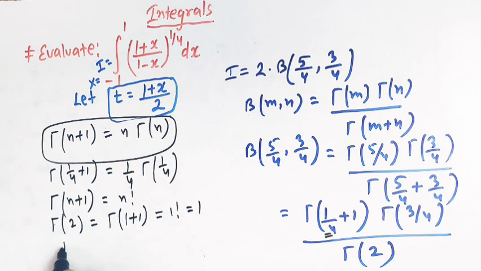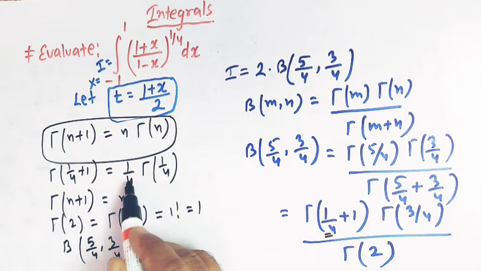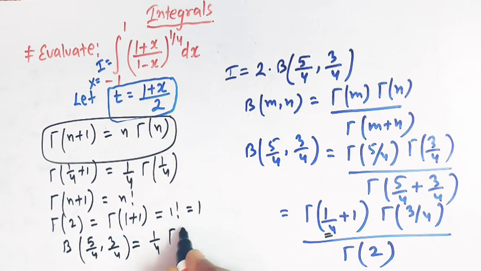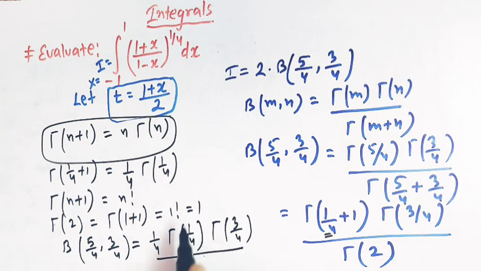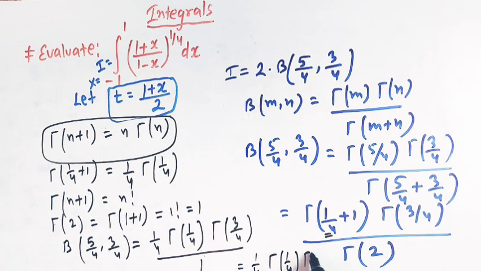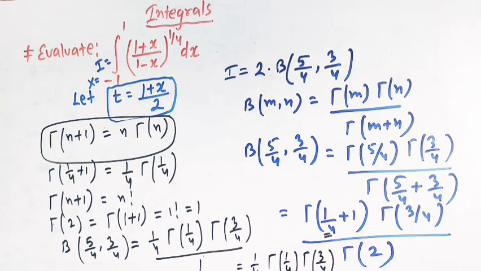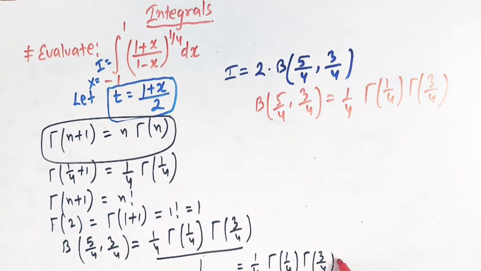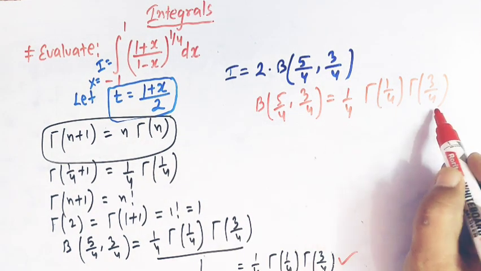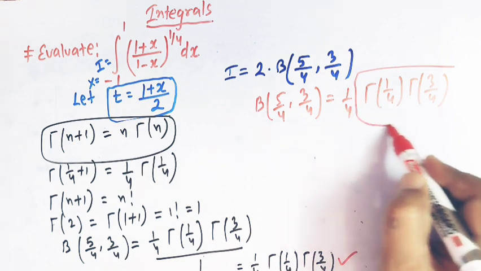So now this expression is equal to beta of 5 by 4 and 3 by 4, which is gamma of 1 by 4 plus 1, written as 1 by 4 gamma of 1 by 4, and here we have gamma of 3 by 4, and here we have gamma of 2, which is 1 factorial, that is simply 1, right? So we have 1 over 4 gamma of 1 over 4 and gamma of 3 over 4, right? So now we have written this expression over here, and now see here we have this term, right?